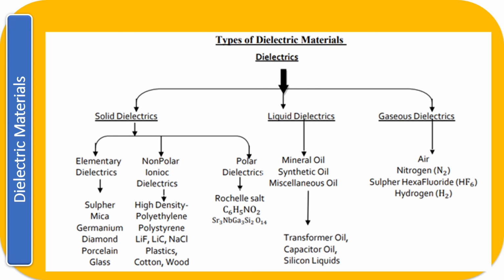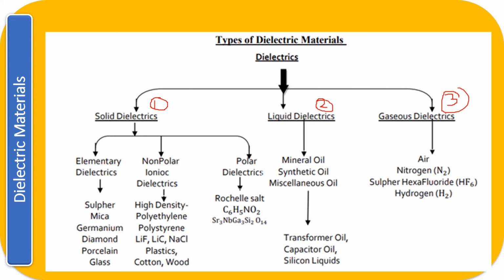So all three types of dielectric materials are available. These materials are the solid type, the liquid type, and finally the gaseous type. All these three types have different applications, which I am going to show you in the next slide. In the case of solids, we can have the elementary dielectrics like super mica, germanium, diamond, porcelain, glass.